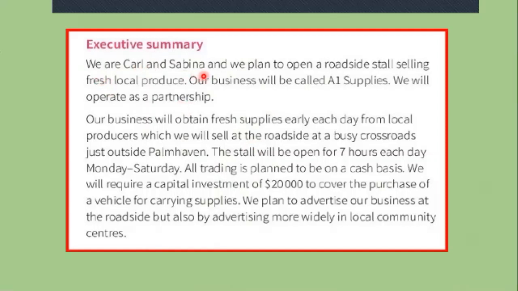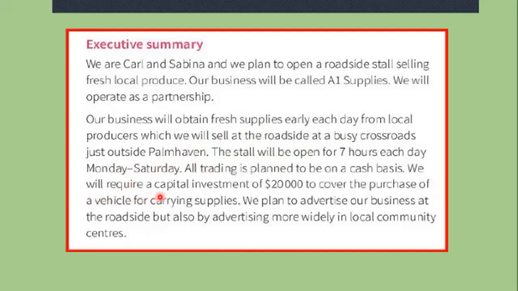We are Carl and Sabina, and we plan to open a road stall selling fresh local produce. Our business will be called A1 Supplies. We will operate as a partnership. Our business will obtain fresh supplies early each day from local producers, which we will sell at the roadside at a busy crossroads just outside Palm Haven. The stall will be open for 7 hours each day, Monday to Saturday. All trading is planned to be on a cash basis.